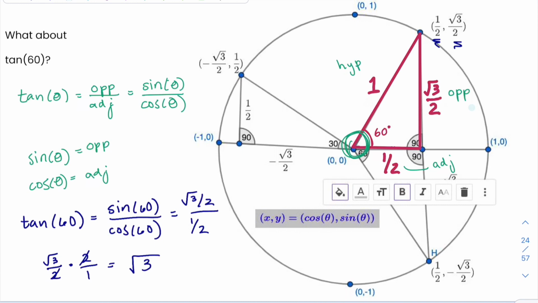Everything we do in this learning target is going to be exact. Sure, you could type tangent of 60 degrees into your calculator, but you'll get 1.7 and so on. Radical 3 is a decimal there. We want to keep it exact, leave everything in radical form, so that's another reason we have to use these special triangles.